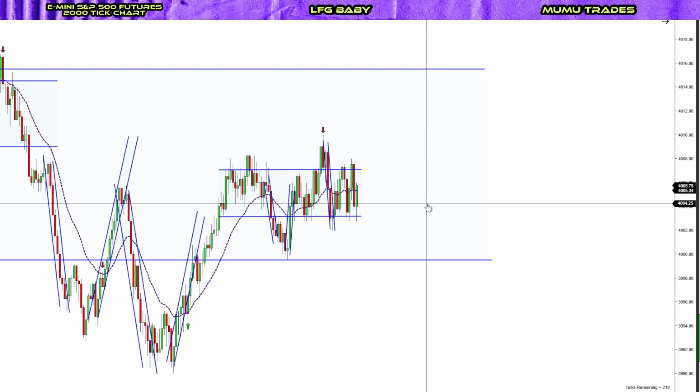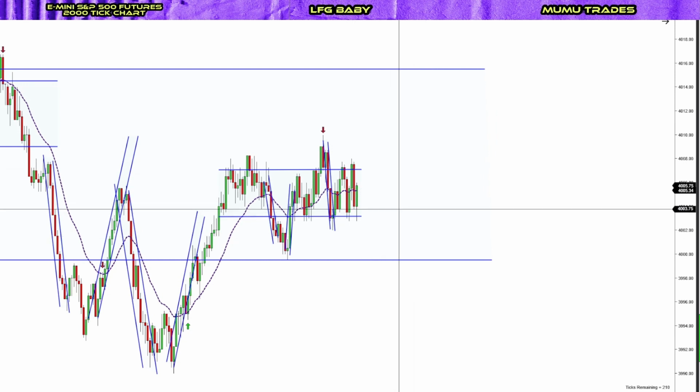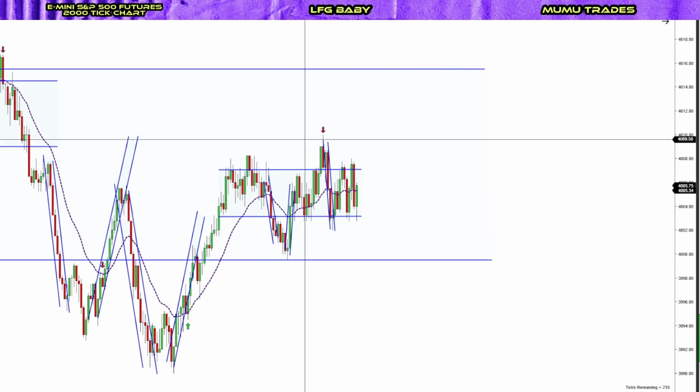No real entry. You're just going up and down, up and down. There's no space. You want to wait for a failed breakout like we have here or up here.